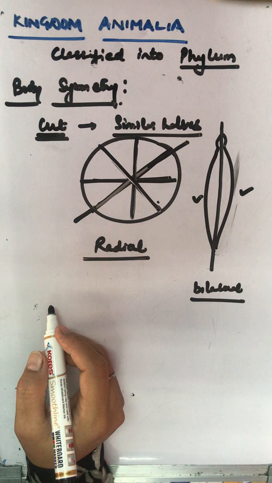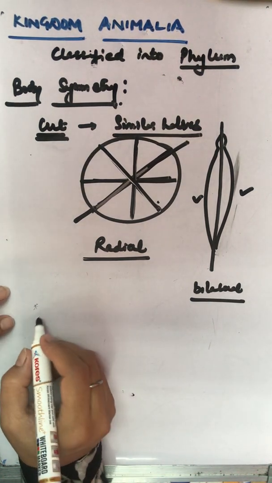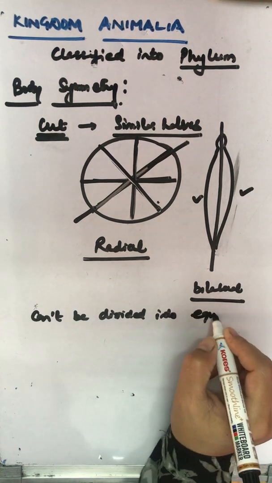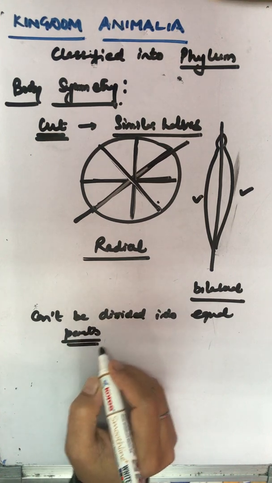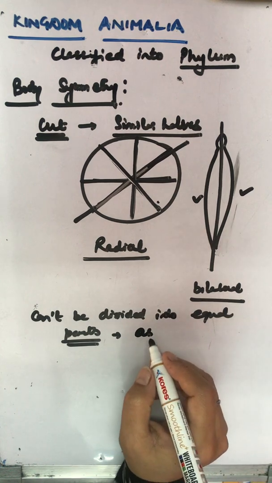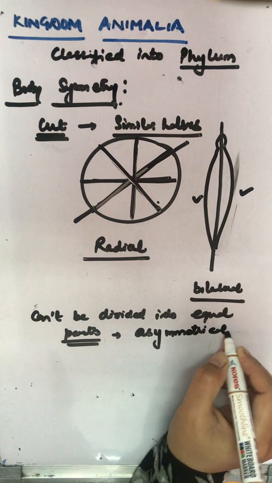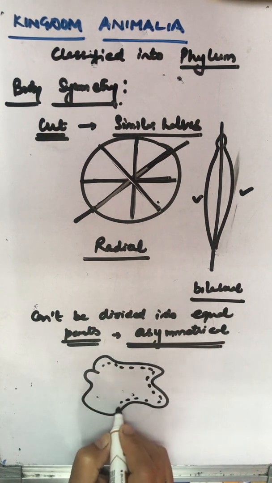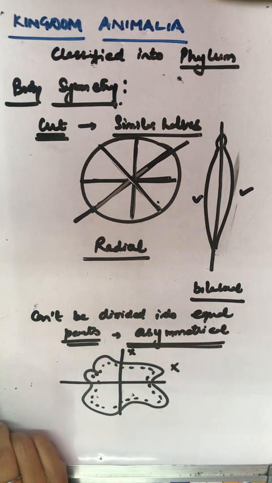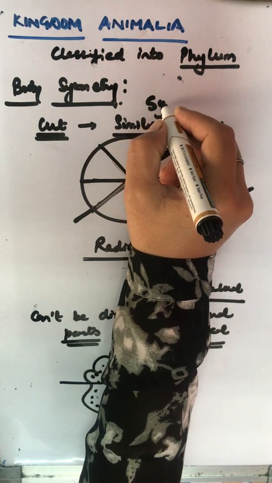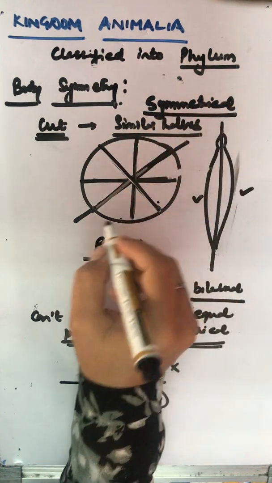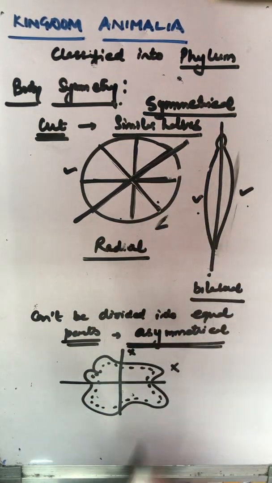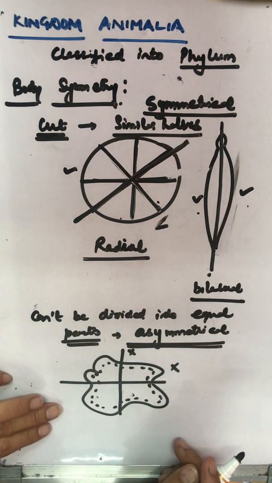Sometimes animals are so highly irregular in form that the body cannot be divided into equal parts. That type is known as asymmetrical. If we have to give an example of asymmetrical, we say amoeba. You cannot cut the body into two equal halves in any plane. And symmetrical is where the body can be cut into two equal halves in any plane, or in one plane, which are mirror images of each other. So radial and bilateral, and this one is asymmetrical.